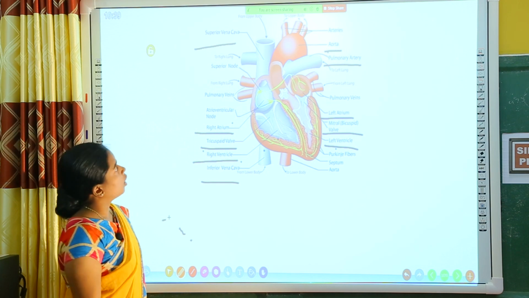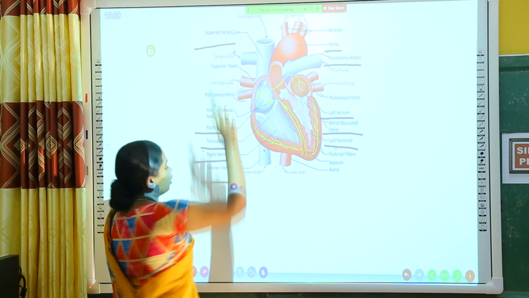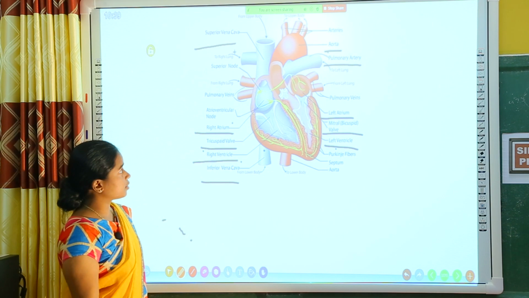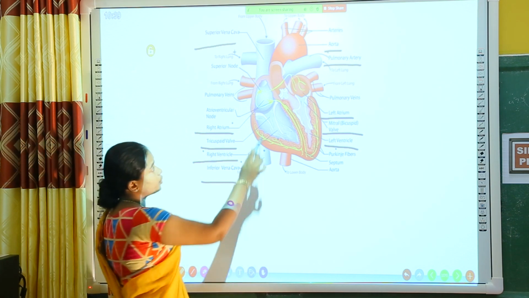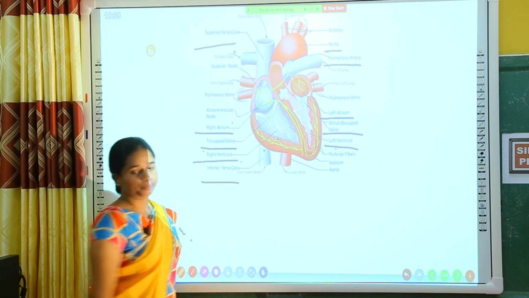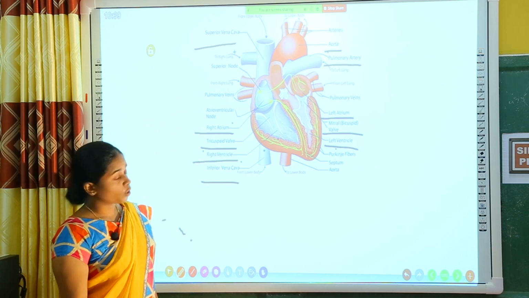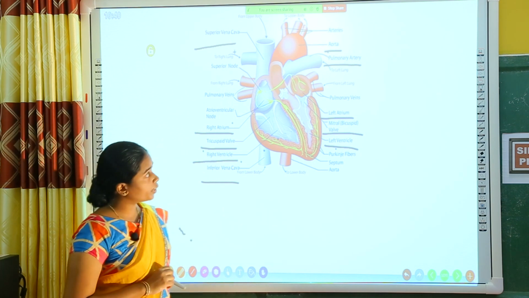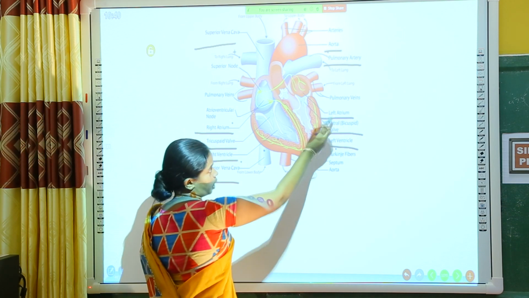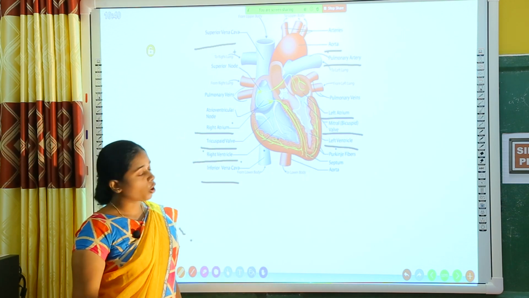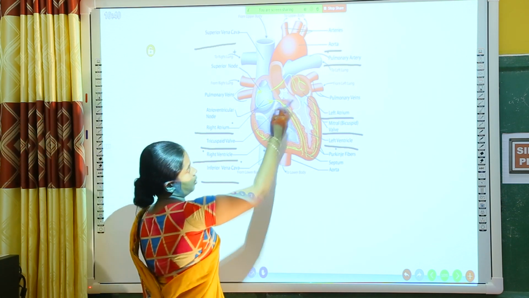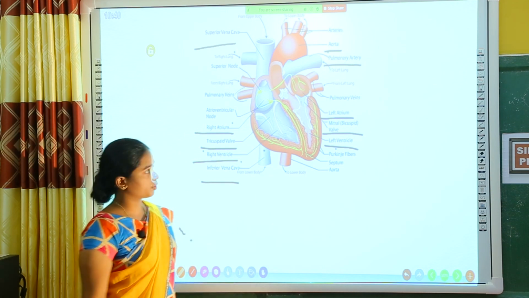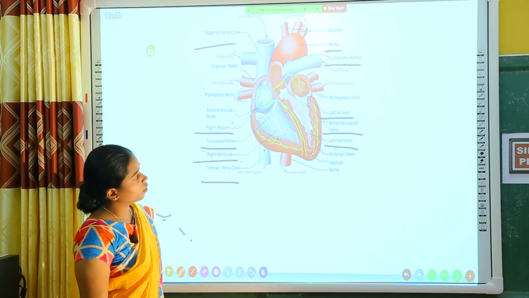Then, through the superior vena cava and inferior vena cava, the deoxygenated blood is collected and it opens into the right atrium. And also, there are two pairs of pulmonary veins. They open at the left atrium. They collect oxygenated blood from the lungs. Then both the atria and ventricles are relaxed. Okay.